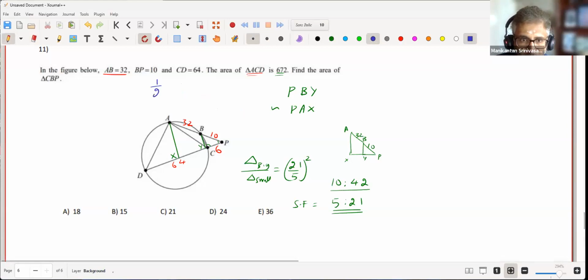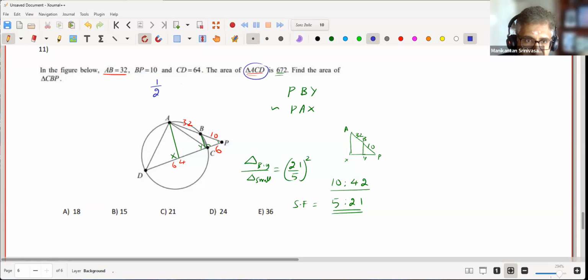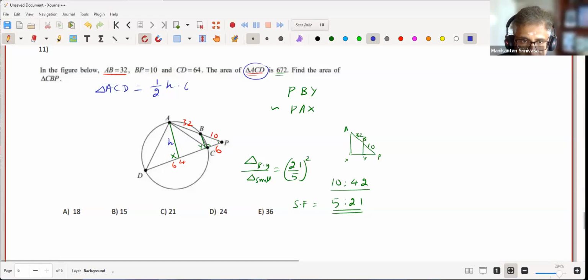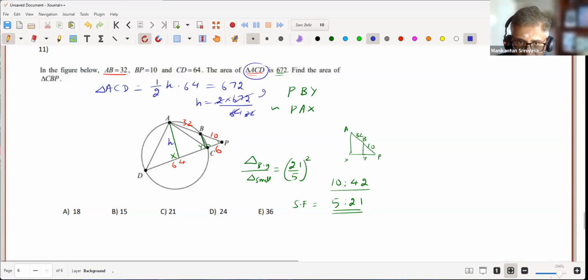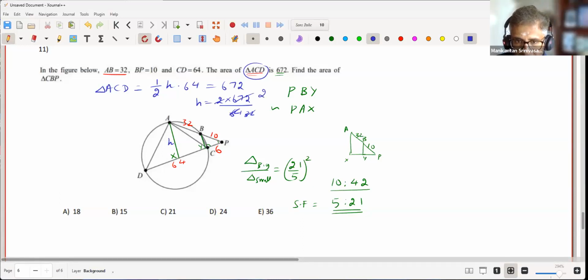So for triangle ACD, the area is half into height into the base, which is 64. And this is given to be 672. So let's find the altitude. Altitude is 2 into 672 by 64. So this is 32. 32 goes here, 32 2s are 64, 3 balance. 32 ones are 32. So this height is 21.